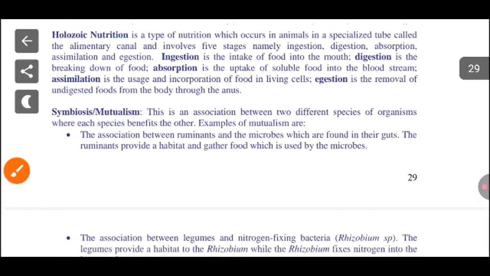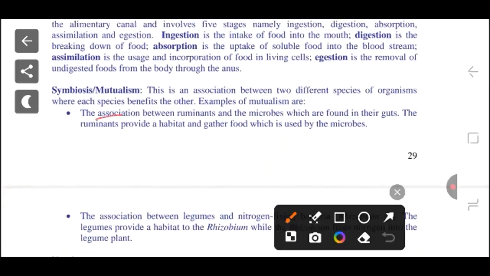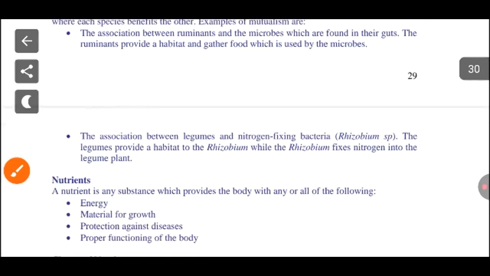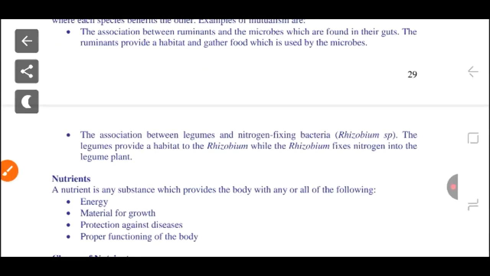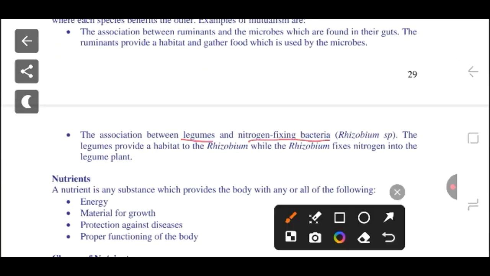Okay, let's look at some examples. The association between ruminants and microbes which are found in the guts. The ruminants provide a habitat and gather food which is used by the microbes. The association between legumes and nitrogen fixing bacteria, or Rhizobium sp. The legumes provide a habitat to the rhizobium, while the rhizobium fixes nitrogen into the legume plant.